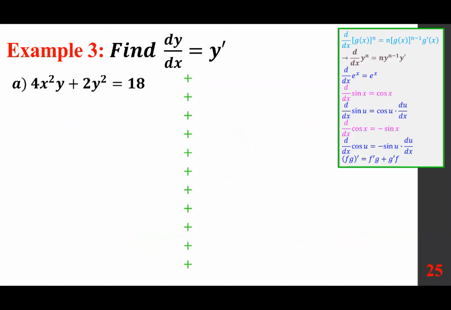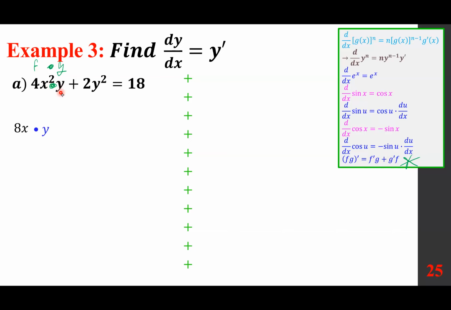We're going to continue with more examples. We want to find dy dx of y prime. Again, I'm going to put a raised dot here, meaning I need to use the product rule again. 4x squared gives me 8x times g. So this is f prime g is y. Okay, f prime g plus g prime f.